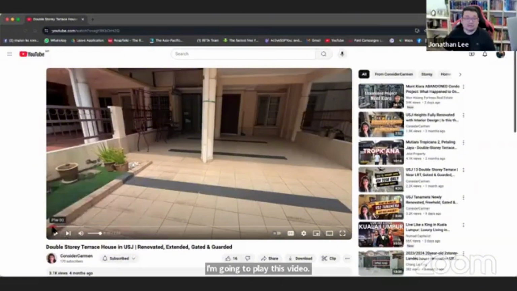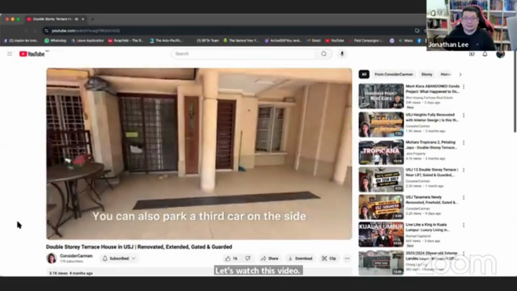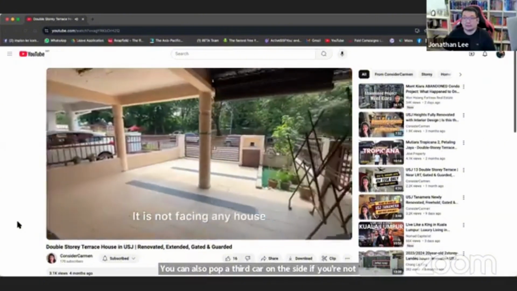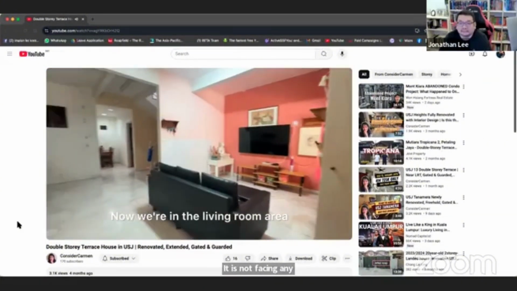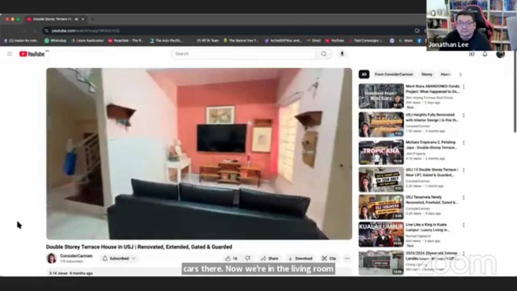Okay, let's watch this video. Back to back. You can also park a third car on the side if you're not using the greenery. It is not facing any house, so you can even park more cars there. Now we're in the living room area. It is quite spacious, 20 feet by 70 feet all the way back.